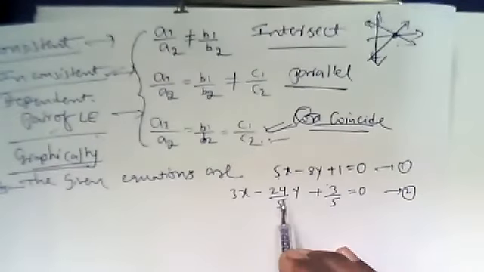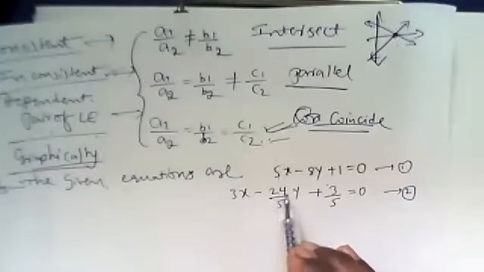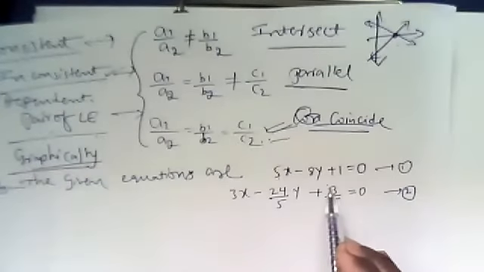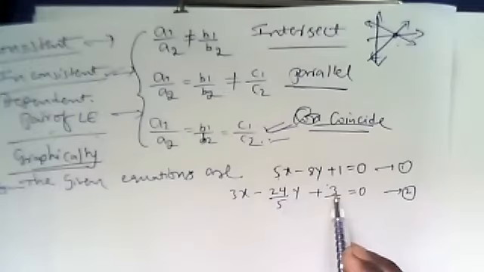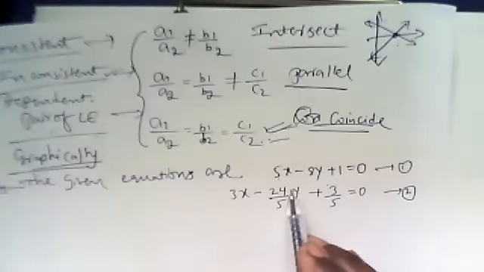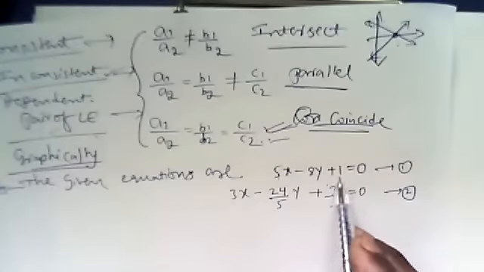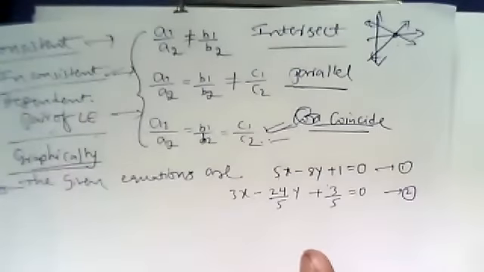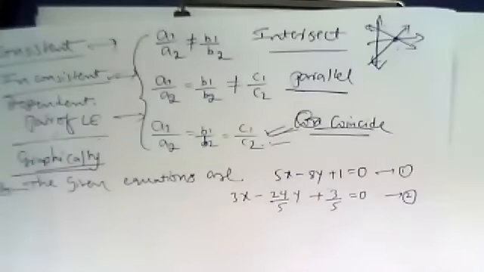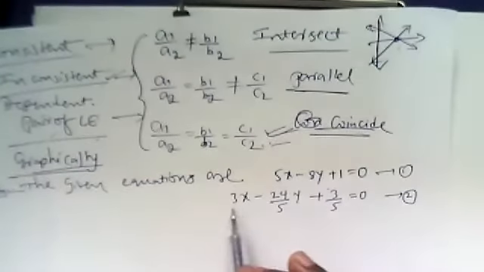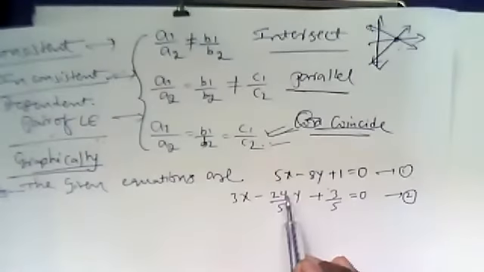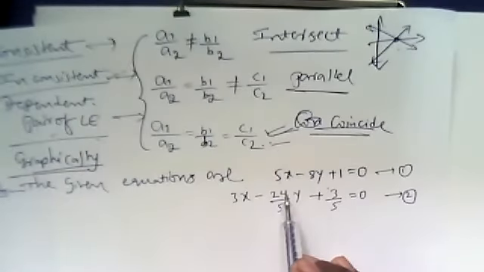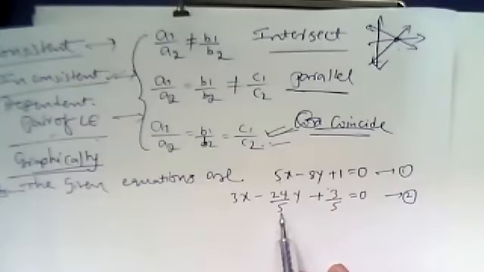Now we should make the coefficient of y and the c value whole numbers. Okay, this is the a value, b value, c value. To make them whole numbers, you can take the LCM of all the denominators. Okay, here 24 is there, 24 divided by 5.